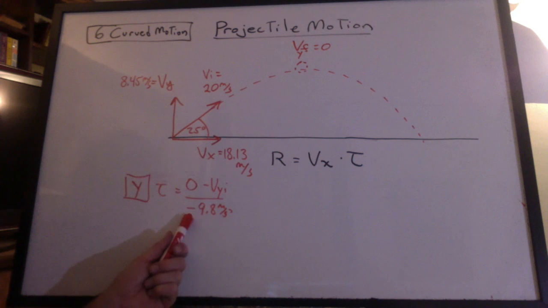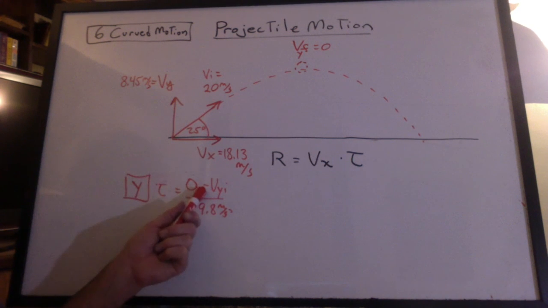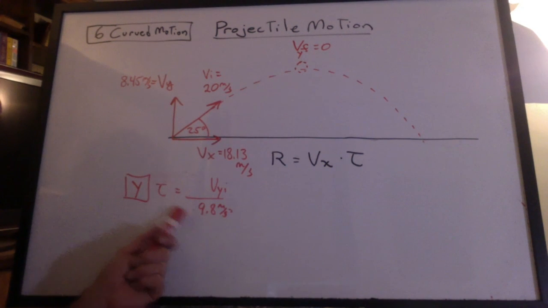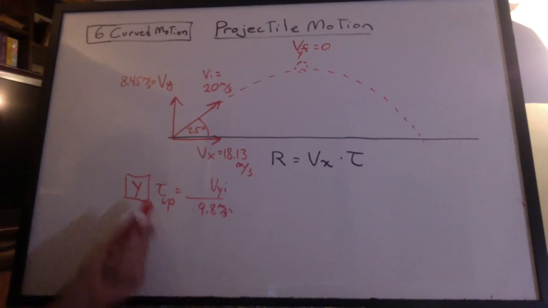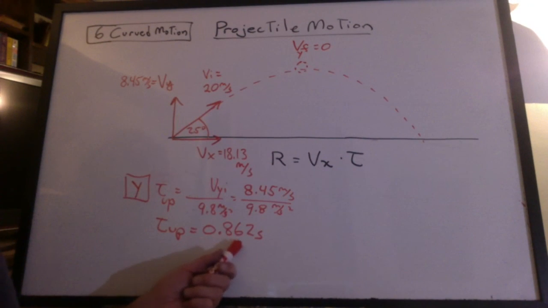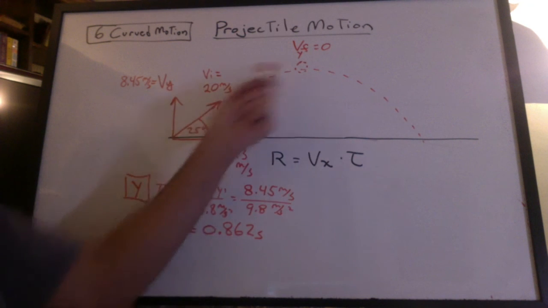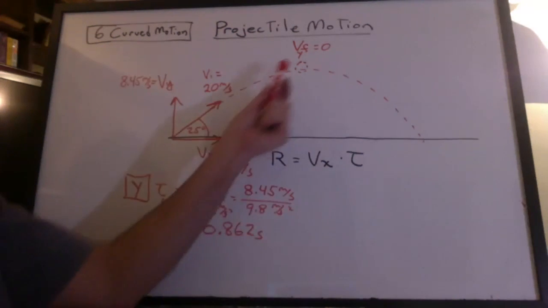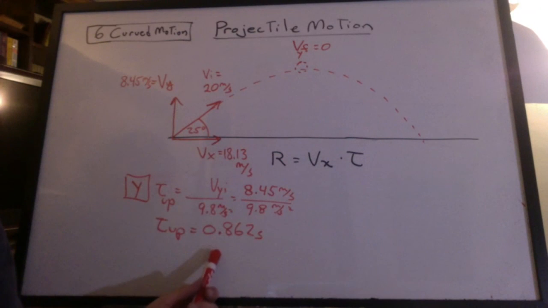So this is going to be a negative 9.8. The negative sign is from the formula itself. It cancels, and now this is time up. So we get 0.862 seconds to reach the top of the trajectory. How long is it going to take to come back down? Same amount of time.